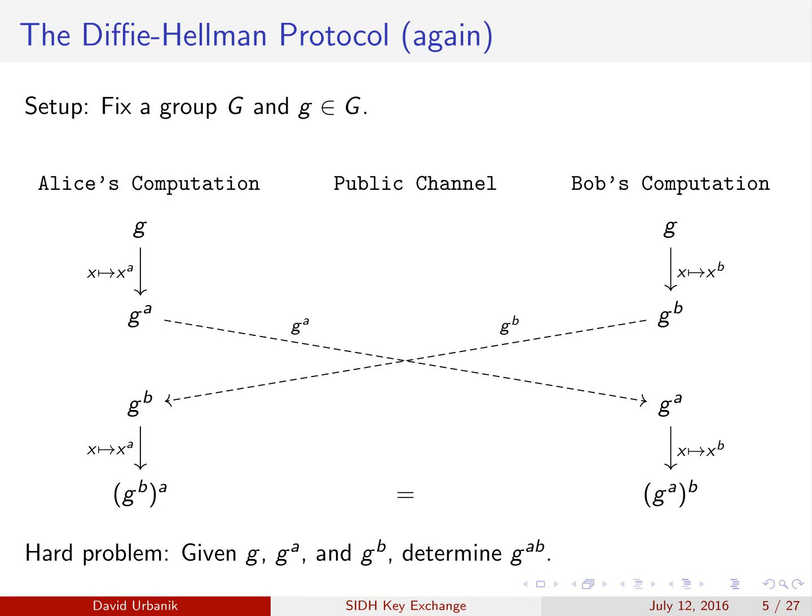If you look at it, no other group properties are really used. I mean, nowhere does this slide use the fact that, say, every group element has an inverse, or that there's an identity element of the group, for instance. Basically, the only thing that's required here is that you have two maps which commute with each other, and some space of things that you can act on with the maps and get some result, which is then your shared secret.